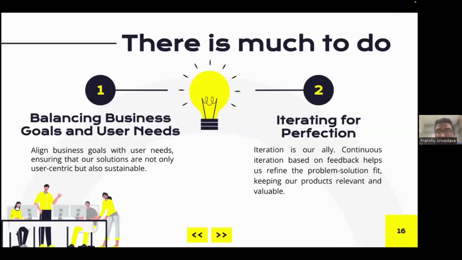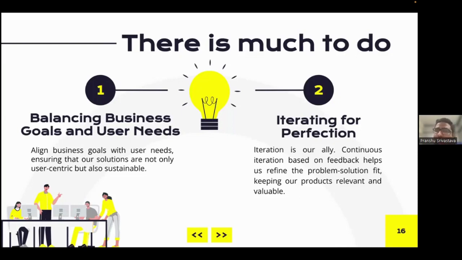Next, there's much to do. As we have discussed, balancing business goals and user needs is very important. If you only work on one side of the picture, you'll definitely miss the bus. So we have to create solutions which are aligned with business goals. You have to take care of the customer while aligning with your business goal. At the end of the day, the customer should be happier and the business goals should be met, and the product should be user centric. 100% the product should be user centric.